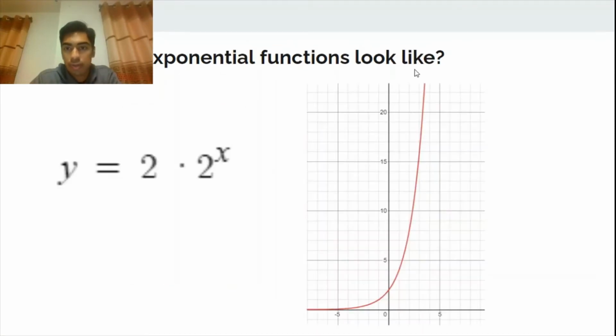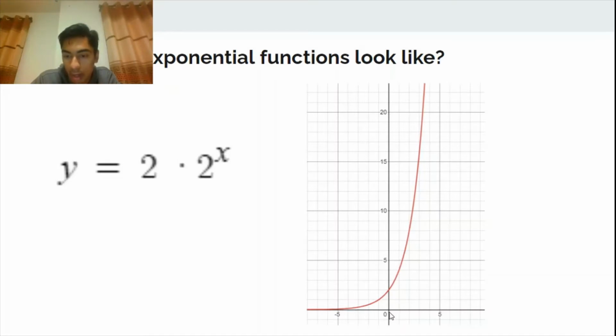What do these exponential functions actually look like? So in this example, we have y equals 2 times 2 to the x. So our a value or our initial value is 2, and then our b value or our base value is also 2. And so what this means is that our graph has a y-intercept at 2, so at x equals 0, y is equal to 2. And then every time we increase x by 1, we'll be doubling the value. And so we can see that each time we increase x, the value doubles.